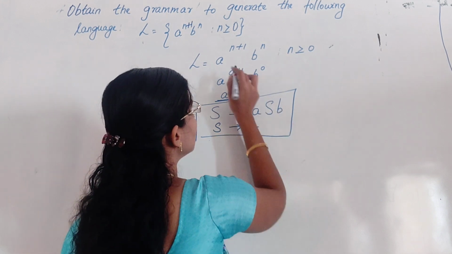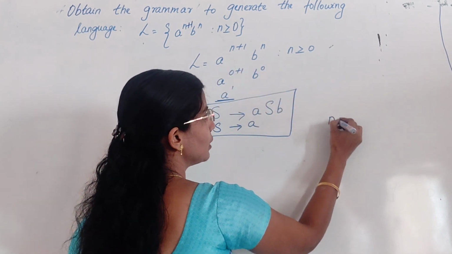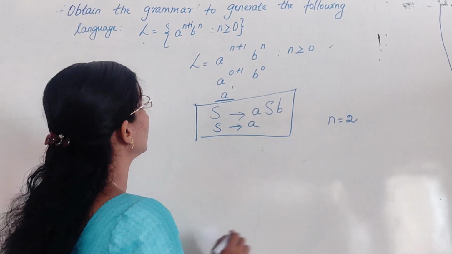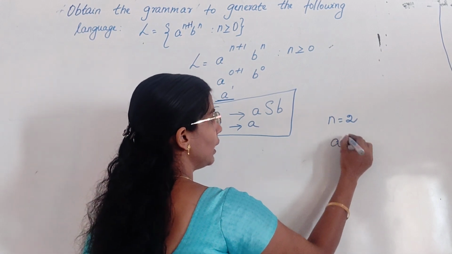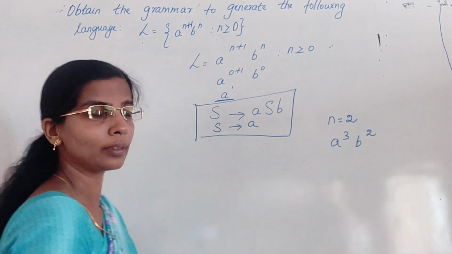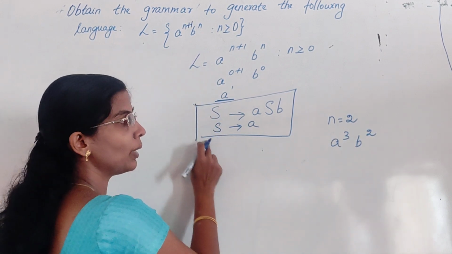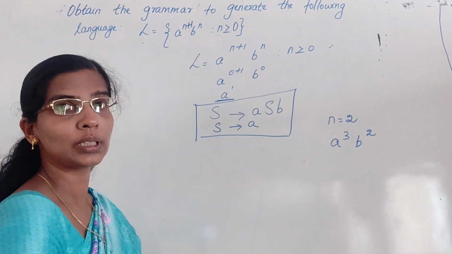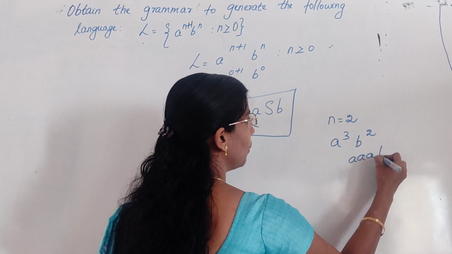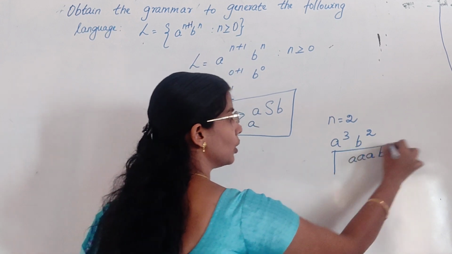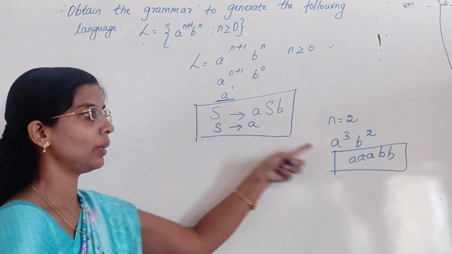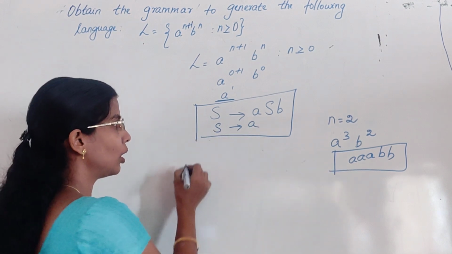Now you pick up. This is my language, right? If n is equal to 2, according to the language, there should be A^3 B^2. Am I correct? We can use this grammar and check whether we could generate that string or not. So what should be your string? A, B, B. This is your string. We can check whether with this grammar we can generate this string or not.